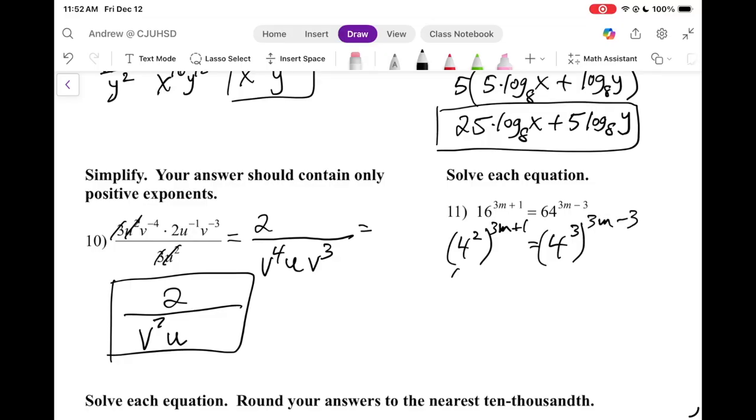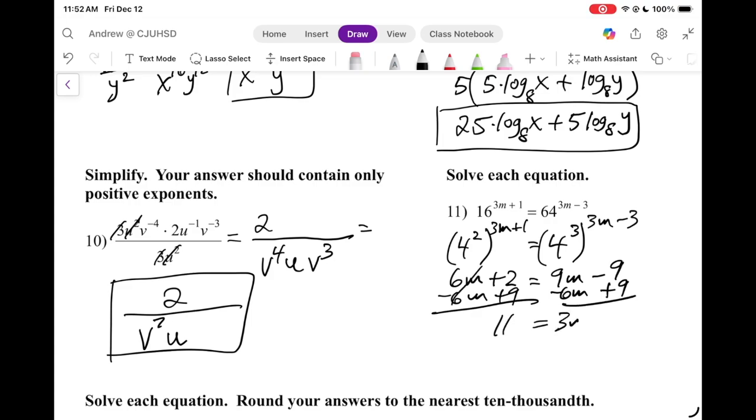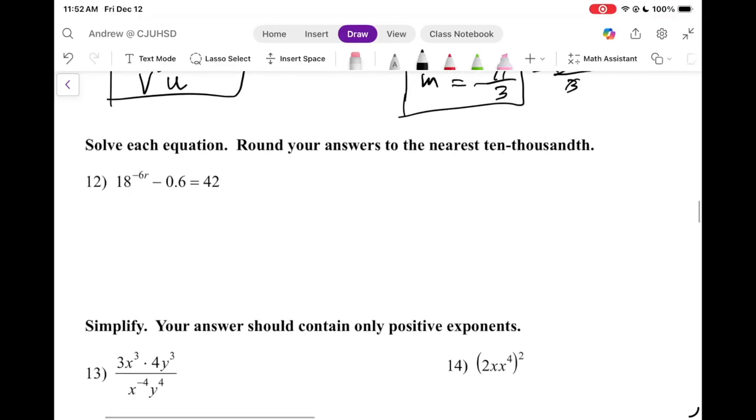You will have to distribute now. So that's why I have 6m instead of 3m plus 1. I have 6m plus 2. I distributed the 2. On the right side, I distributed the 3. And now I'm just solving. And this is just basic equation solving stuff. I am checking my answers as I go through, so sometimes there's a little delay.